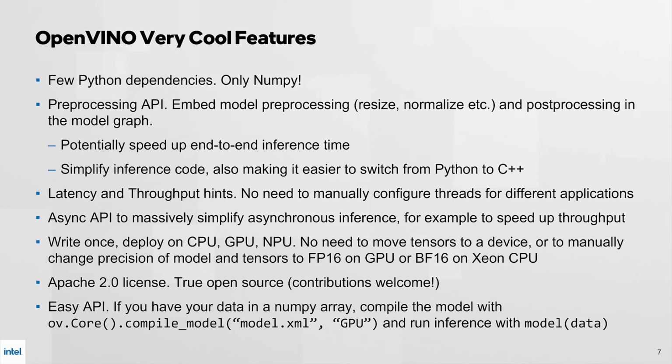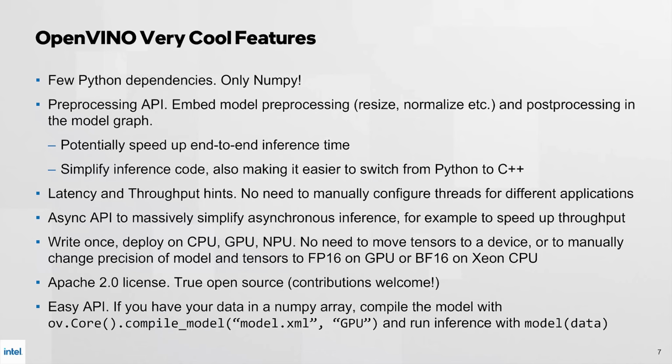Similarly, for throughput, especially on CPU, you probably want asynchronous inference to max out all the threads on your CPU. But async can be tricky. It is tricky, especially with Python. And you don't have to be an expert on this, because you can just use our async API, and it handles that all in the background.